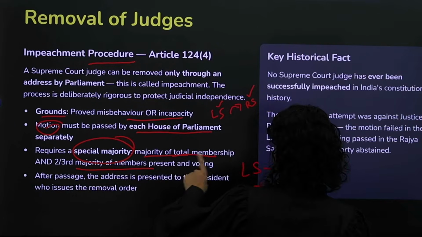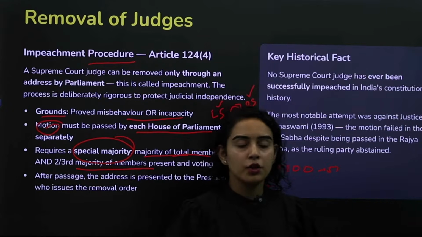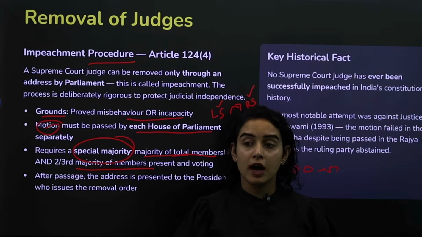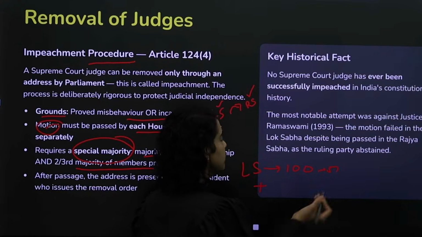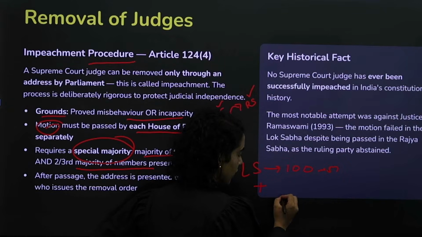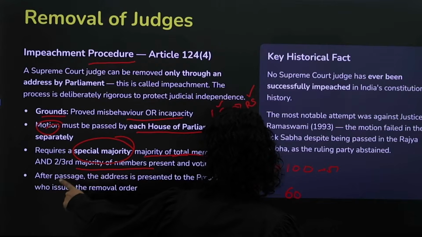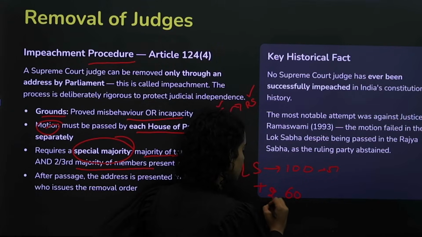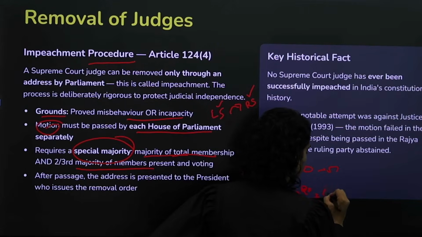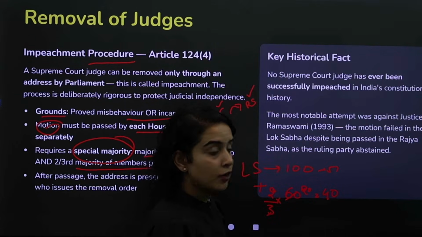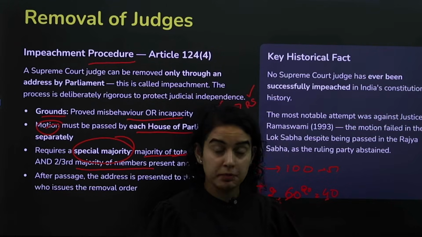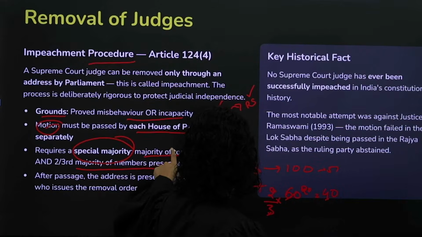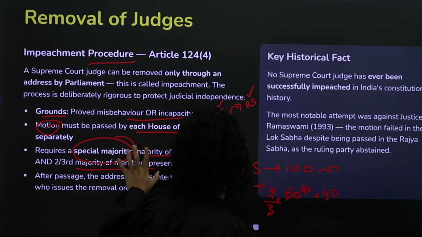two-third majority of members present and voting. Now, if there are 100 people, on the day of voting there is a possibility that not all 100 people are present. So now let's say only 60 people are present out of 100. Out of those 60 people, two-third should vote in the affirmative. So two-third of 60 becomes 40, right? So if on the day of voting, 40 people have voted, and also a simple majority of 51, right? Simple majority plus special majority.